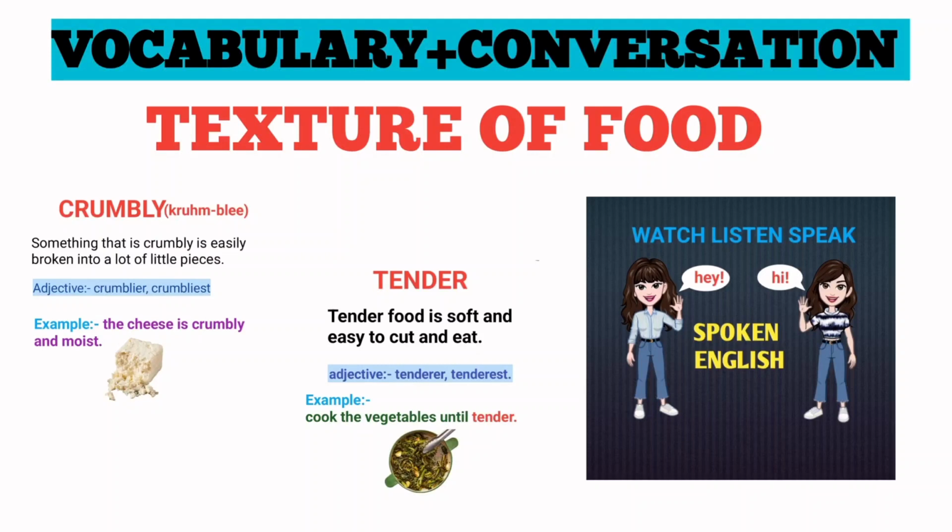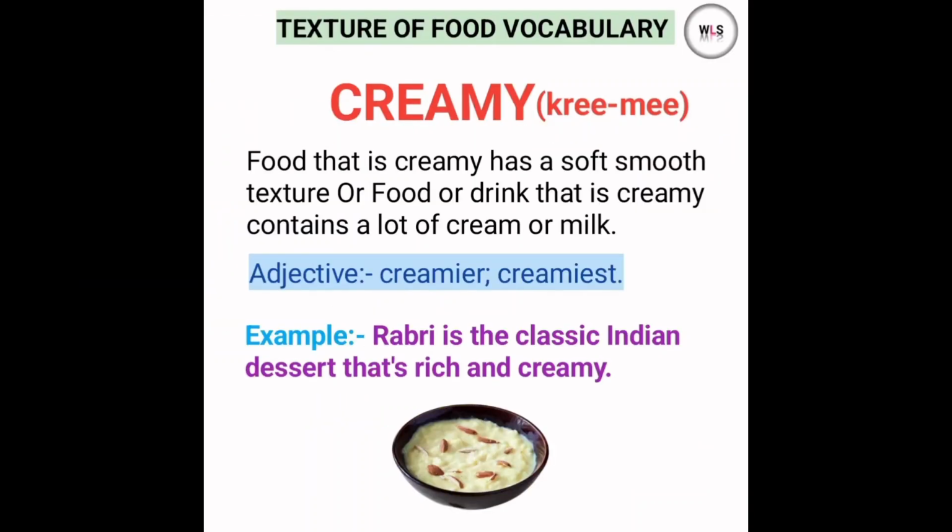Texture of food vocabulary plus conversation. First one is creamy. Food that is creamy has a soft smooth texture, or food or drink that is creamy contains a lot of cream or milk. For example, rabdi is the classic Indian dessert that's rich and creamy.